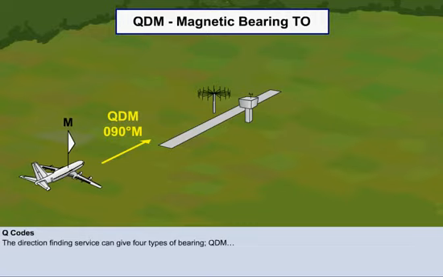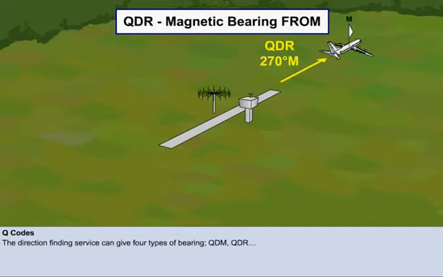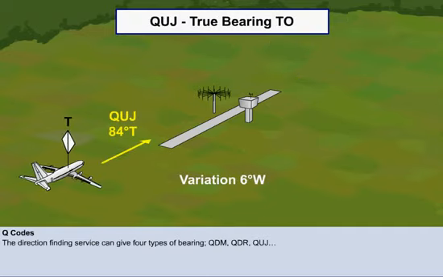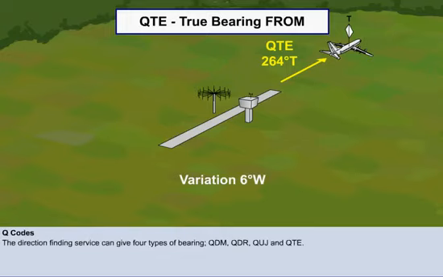4 types of service are provided by the ground station, depending upon the request from the pilot. The services have the following designators. QDM, this gives the magnetic track to the station. QDR, this gives the magnetic bearing from the station. QUJ, this gives the true track to the station, and QTE gives the true bearing from the station.